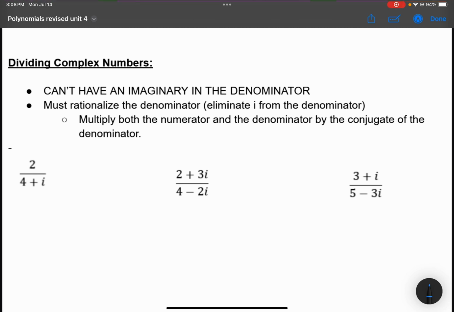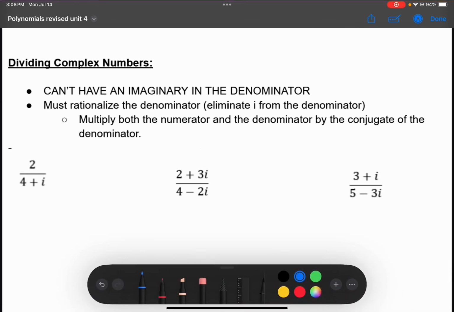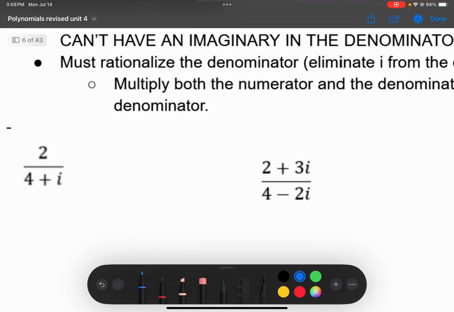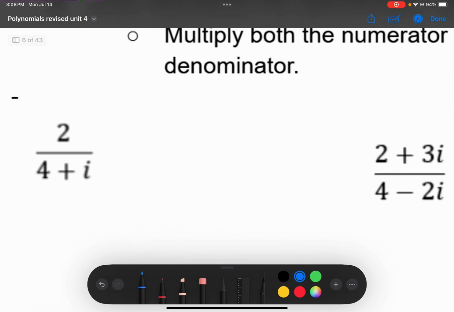The way that we do that is we multiply the top and the bottom by its conjugate, the conjugate of the denominator. So I would want to take this 2 over 4 plus i. The conjugate of the denominator is 4 minus i. We're just changing the sign in the middle. And then we're going to multiply that to the top and the bottom.